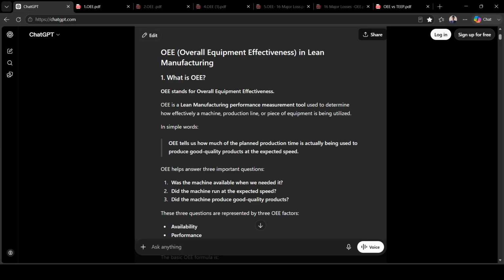So let's start. First of all, what is OEE? OEE stands for Overall Equipment Effectiveness. OEE is a lean manufacturing performance measurement tool used to determine how effectively a machine, a production line or a piece of equipment is being utilized. So that is called OEE. In simple words, OEE tells us how much of your planned production time is actually being used to produce good quality product at the expected speed.